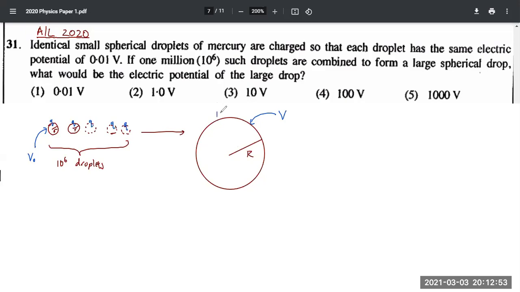It will be 10 to the power 6 Q, because charges can't disappear. When you combine all those things, all those charges will get together and they will be stored in the new sphere. Okay, right.